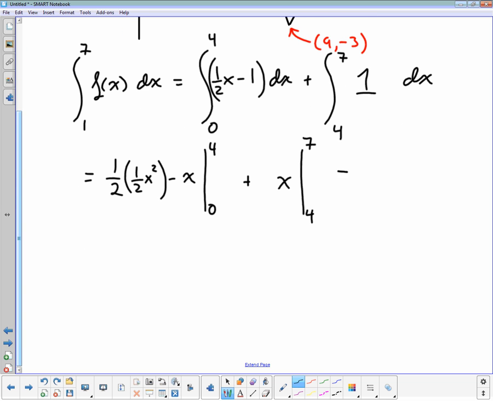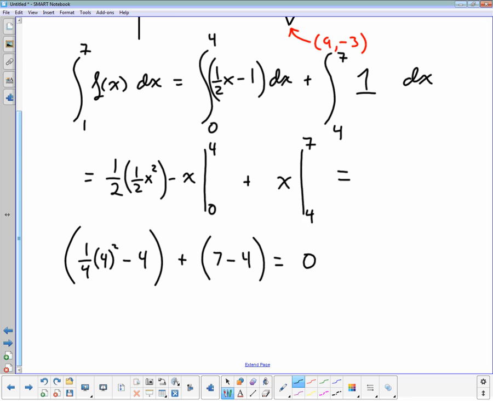And now let's evaluate. And we get 1/4 times 4 squared minus 4, plus 7 minus 4. So 16, 4 minus 4, which is 0, and 3. So let's confirm our results. Make sure that we know that this really flies.